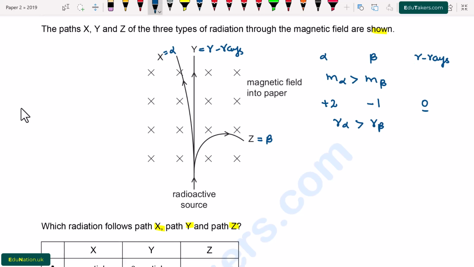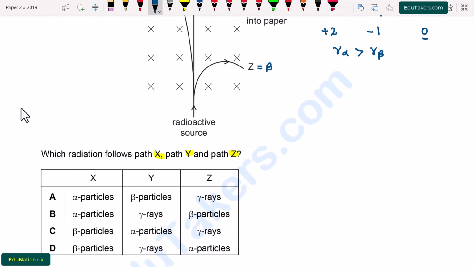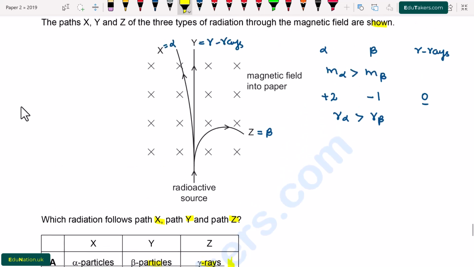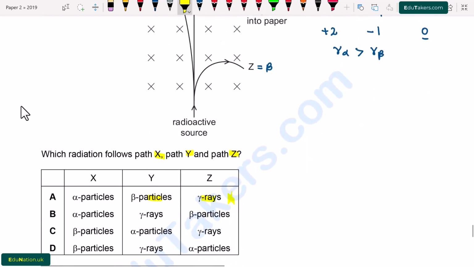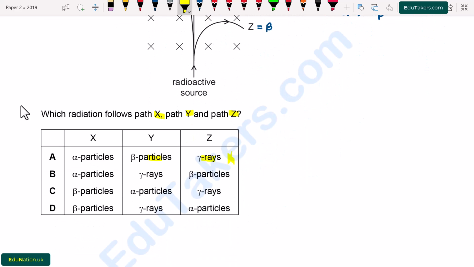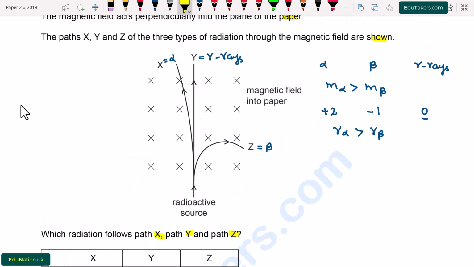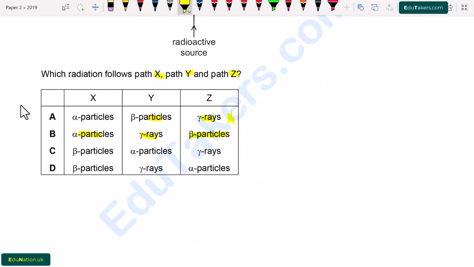Now we see the options. Option A, alpha particles, beta particles, gamma rays. This is incorrect because Y represents the gamma rays. Option B, alpha particles, gamma rays, beta particles. Now we see the options. First of all, here is alpha, gamma and beta. Here is also alpha, gamma and beta. So option B is correct.